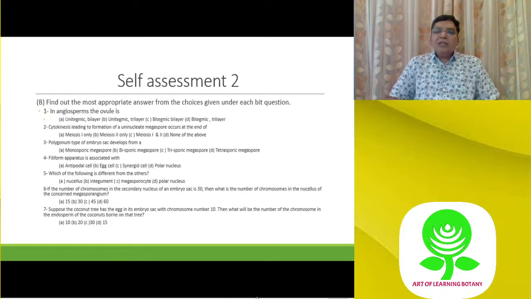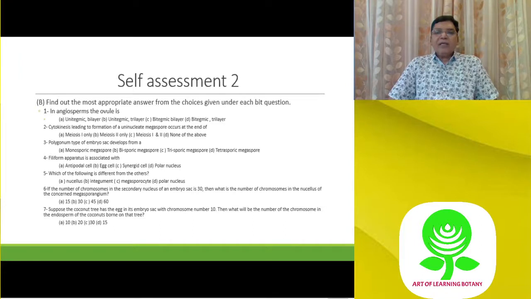Find the most appropriate answer from the choices given under each question. In angiosperms, the ovule is unitegmic bilayer, unitegmic trilayer, bitegmic bilayer, or bitegmic trilayer. You see, this is not at all unitegmic, so the first two options are rejected. That is for the gymnosperms. The last two options are two layered. So it is bitegmic, bilayered, right?